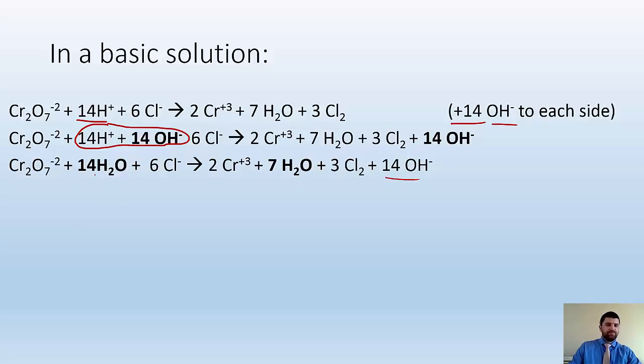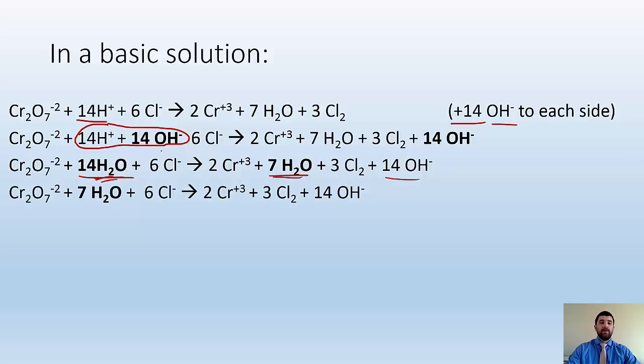But hey, wait a minute. I got H2O on both sides of this equation, so I can cancel some of these out. I got 7 on the right and 14 on the left, so I can cancel out 7 of the 14 on the left, and I end up with this. Notice that now I have OH minus and no H pluses, which is what you would anticipate in a basic solution. Okay, so that's it.